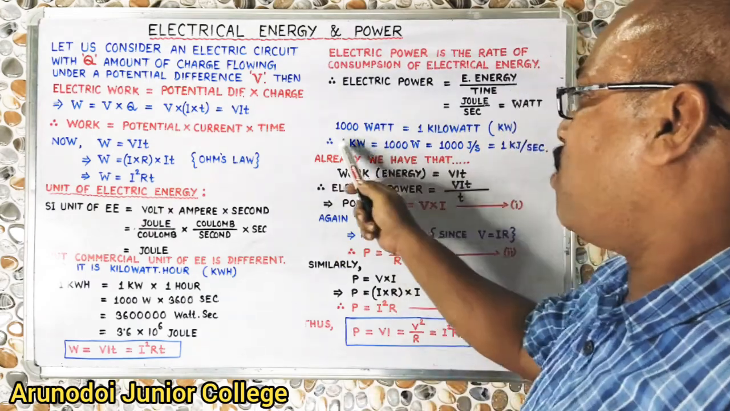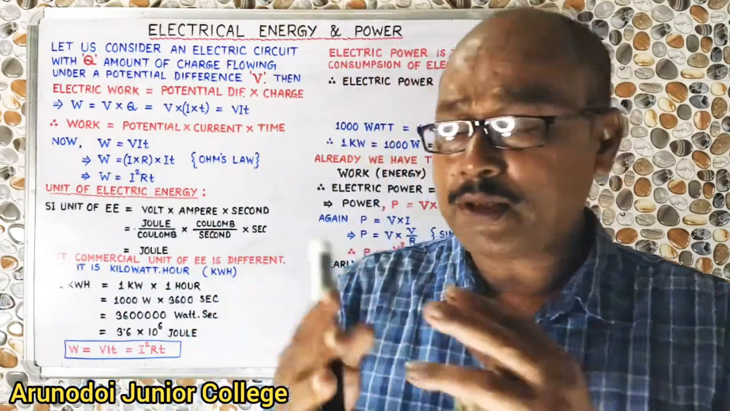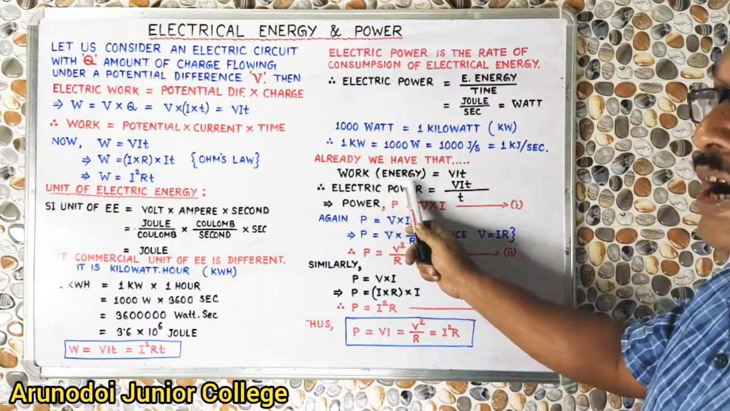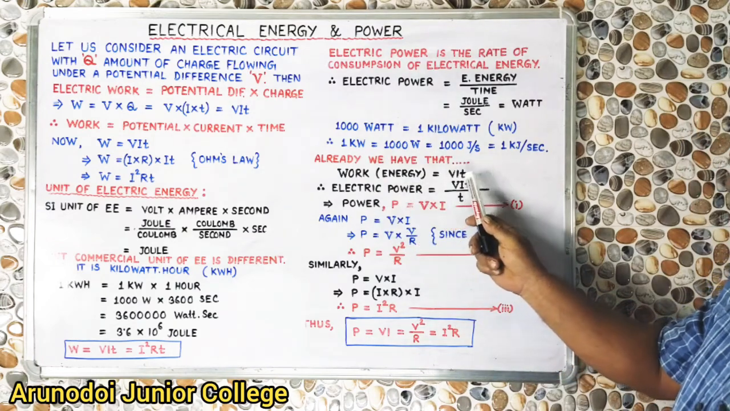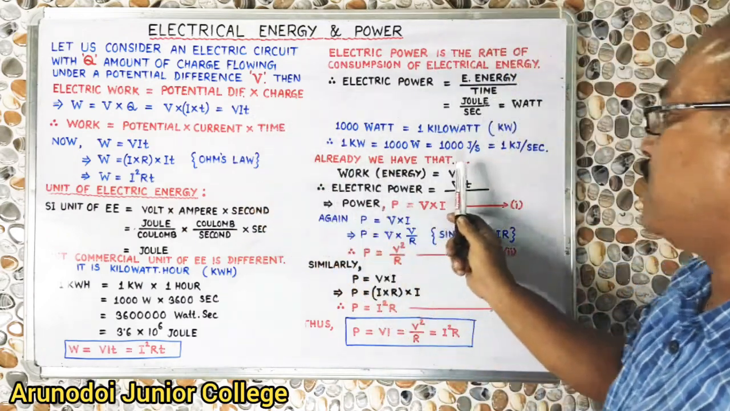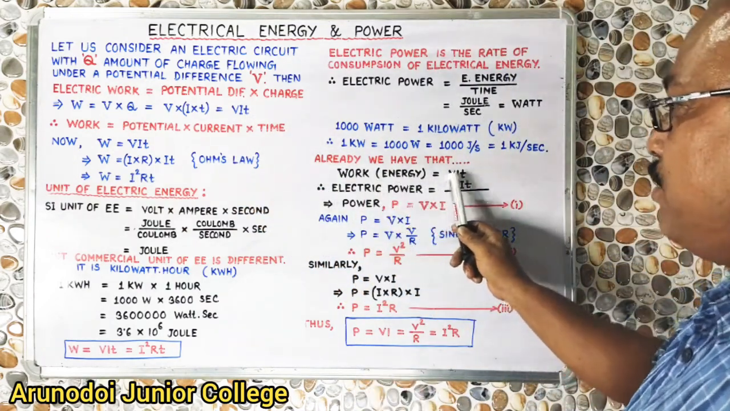So this is how 1 kilowatt can be represented in the different ways. Now interestingly, we have already come to know that work or energy is equal to V into I into T. Yes, work or energy is equal to V into I into T. This we are writing: electrical work or electrical energy is VIT.